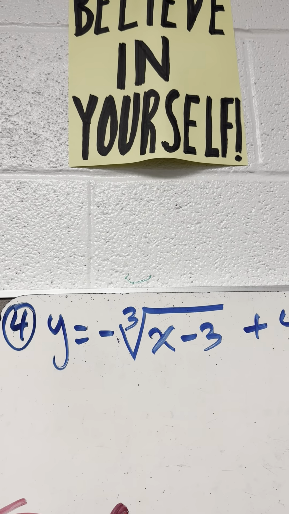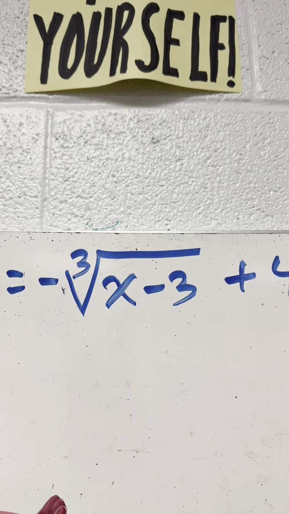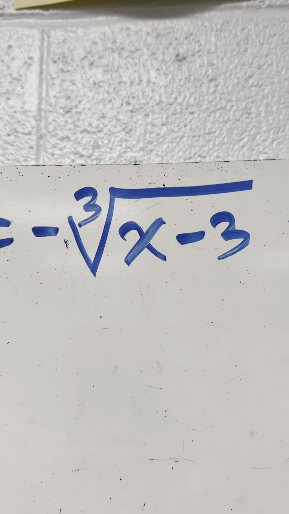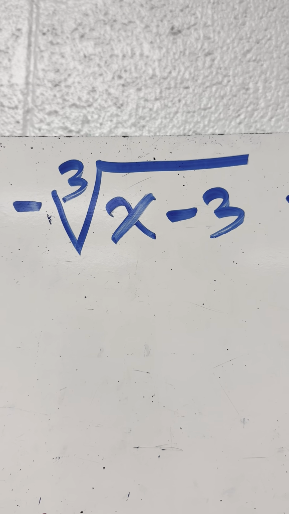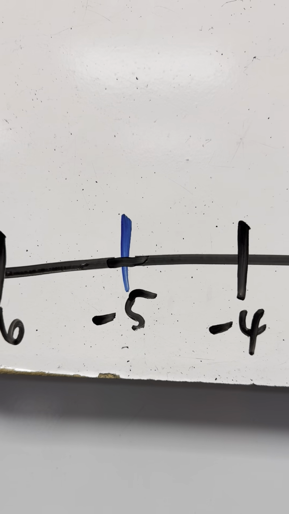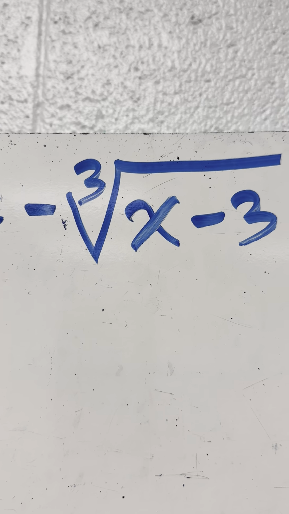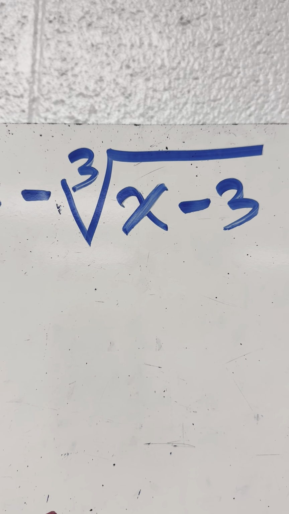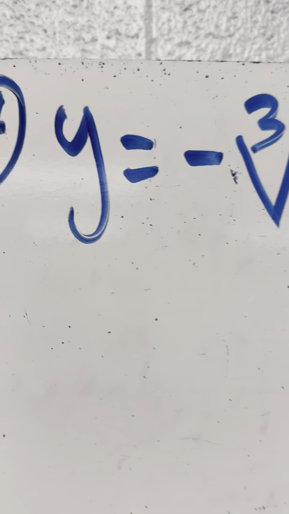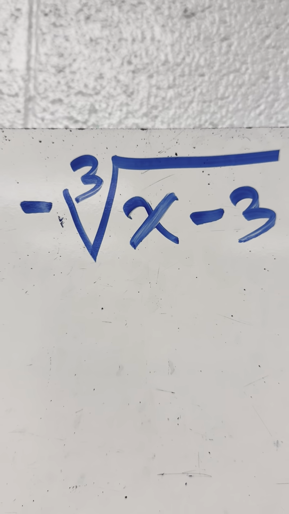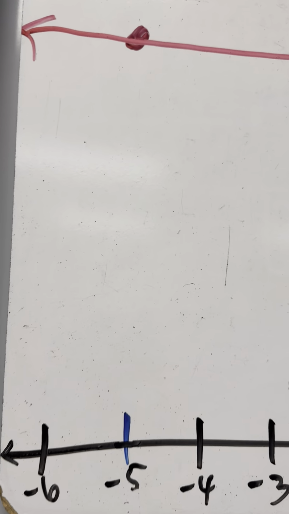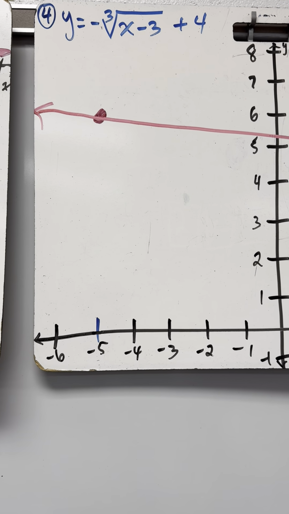Negative cube root of x minus 3, plus 4. So once again, I'm going to start with negative 8. How do I make negative 8? What minus 3 makes negative 8? I need negative 5, right? So I'm going to put negative 5 minus 3 to make negative 8. The cube root of negative 8 is negative 2. But the negative of negative 2 is positive 2. Plus 4 is 6. So I've got negative 5, 6.